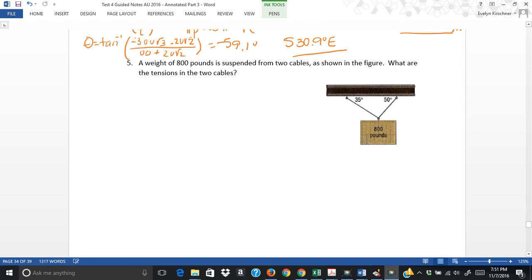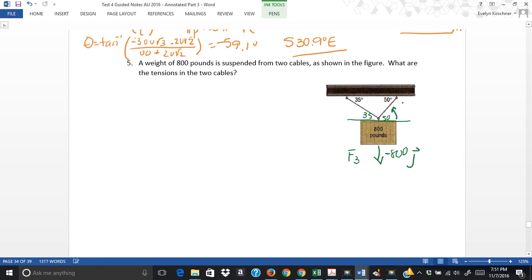So I have this weight here, 800 pounds, suspended from two cables, and I want to know what the tension is. So I know, first of all, I have a force that's going down, and so it's negative 800 because it's in the negative y direction, J. So I have that force. I'm going to call that F3. Now I'm going to draw a line here, and I know that this angle is 35 and this is 50.